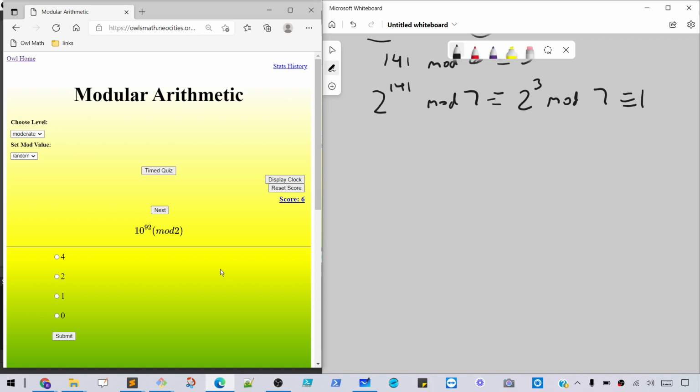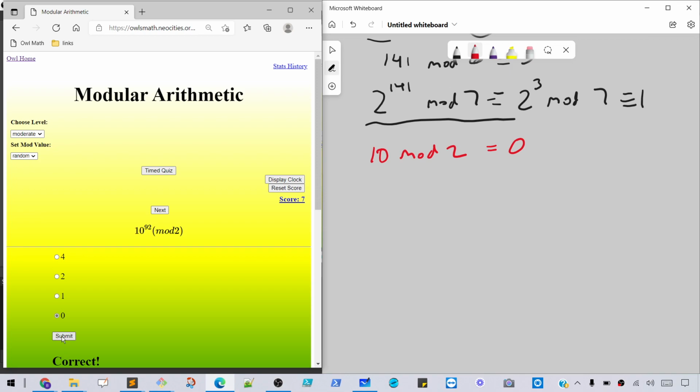Okay, let's look at this one. Let's do it in red. Let's just look at 10 mod 2. But 10 mod 2 is just 0. This 2 divides into 10, and so 0 to anything is just going to be 0.